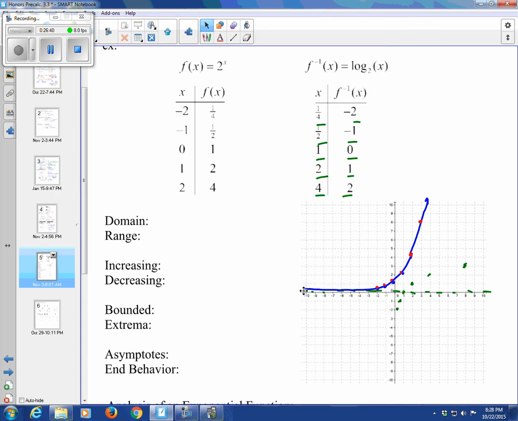And in general, what we can see here is that instead of that horizontal asymptote on the x-axis with the inverse, we see a vertical asymptote on the y-axis, and the graph of our logarithm is going to look like this.